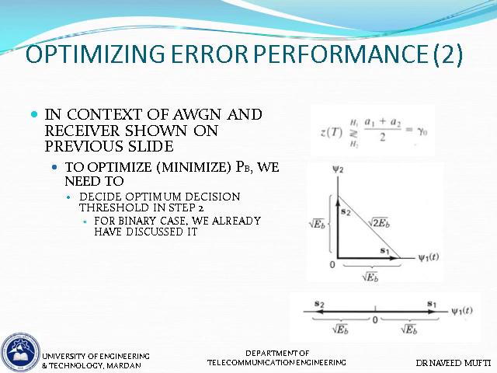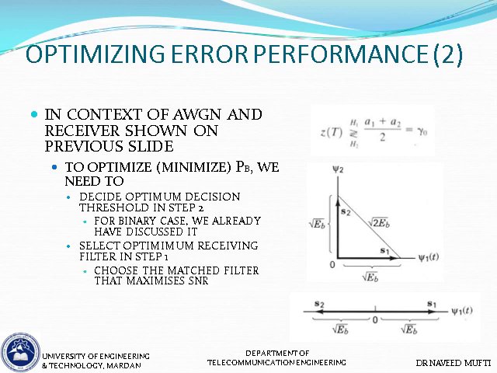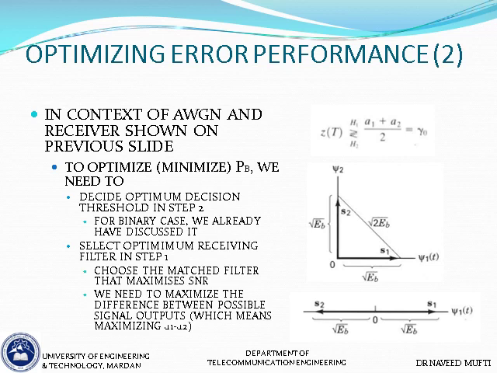So we have to choose the match filter because that maximizes SNR. Basically what we need to do is to maximize the difference between the possible signal outputs. When we maximize their difference, basically we maximize our SNR, or our capability against noise. Which means maximizing a1 minus a2, the difference between the values of a1 and a2. That means the further apart a1 and a2 are, the greater is the difference between them and the greater is the SNR.